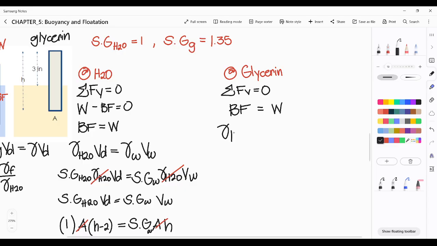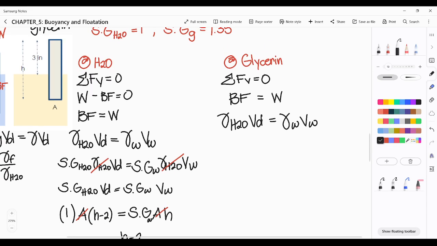Again, the gamma of H2O times the volume displaced is equal to the gamma of wood times the volume of wood once again. Ganun lang ulit, parang katulad nitong isa. They're the same. From here, we will also come up with this relationship. The Sg of H2O, this should be the Sg of our fluid, which is glycerine. Gamma of glycerine. Magkaiba na sila ng fluid, pero they have the same wooden block.